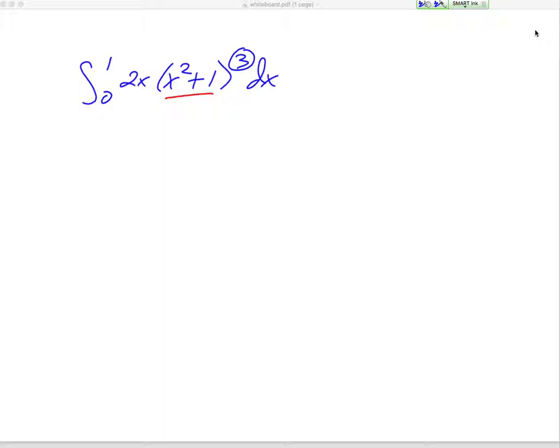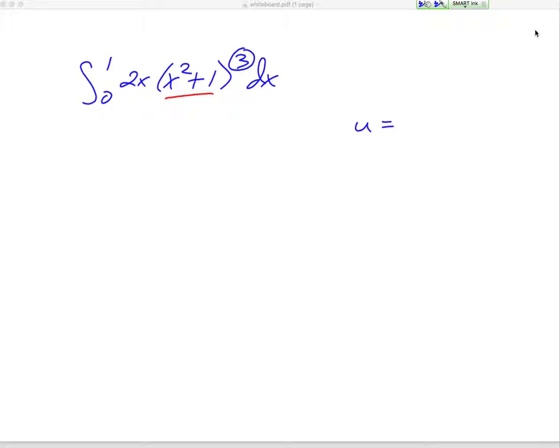Okay, so the first thing I'm looking for, what is inside of something else? The 2x is not inside of something else, so I'm going to ignore it for now. Over here, with the (x squared plus 1) cubed, it should be pretty obvious that the x squared plus 1 is inside of the cube. So now we're going to make a substitution and turn this composite function into a normal, non-composite function.